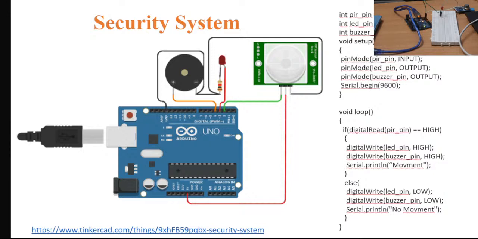Now, you can see here, one is the security system. In the security system, we are using a PIR sensor and one buzzer is here. In this circuit, I connected one LED. You can see this is the PIR sensor.